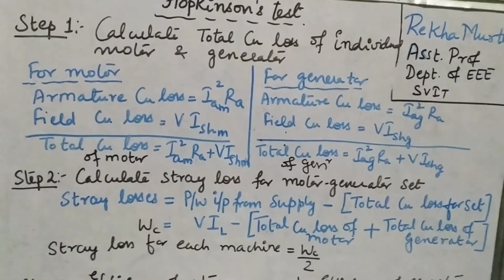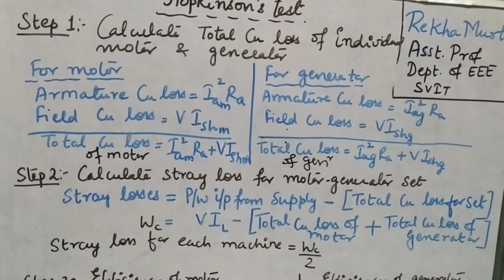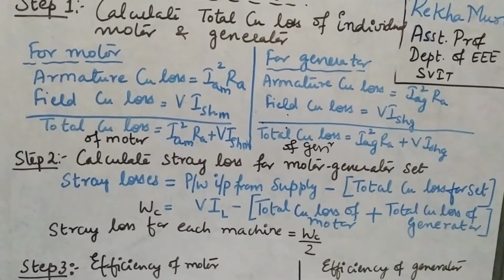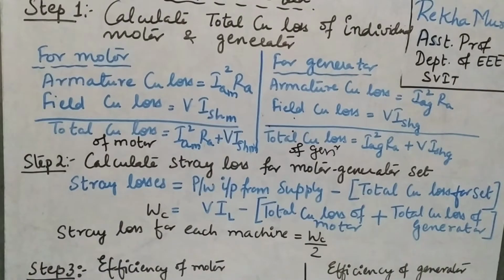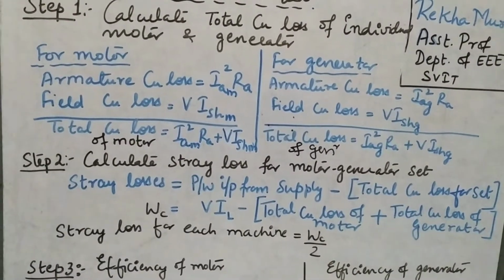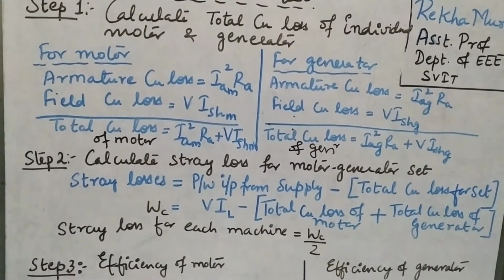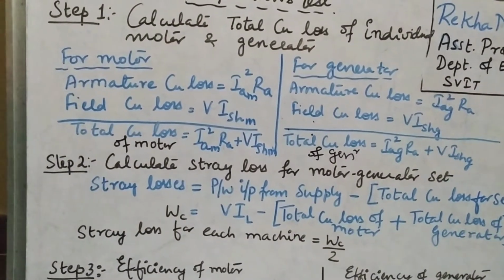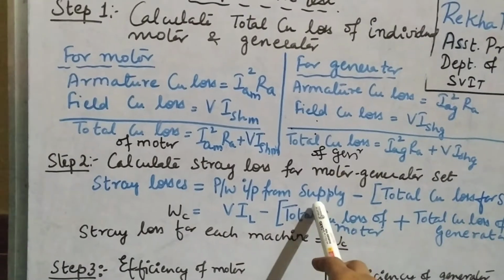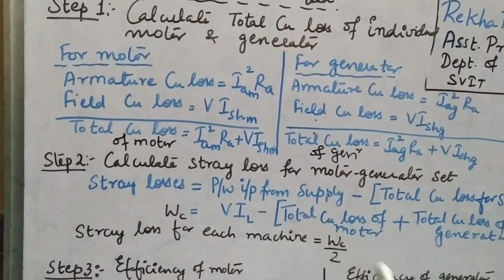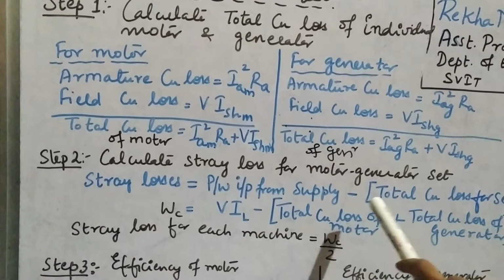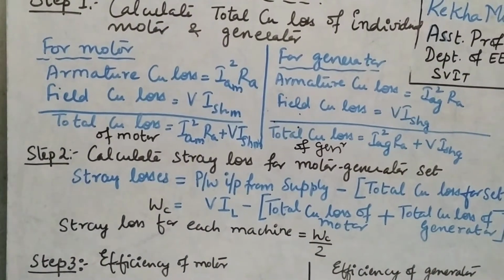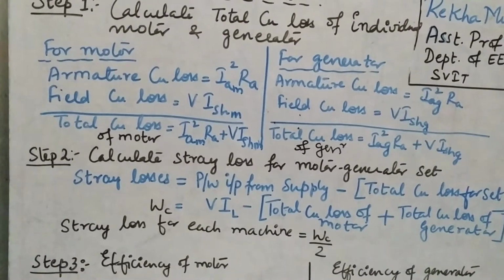Okay, so this will be the first step. Second step, we have to calculate the stray loss for the entire motor generator setup. For both machines we have to calculate the stray loss. Stray loss is nothing but what is called the constant loss. It is given by the power input from the supply minus the total copper loss for the set, meaning both the motor as well as the generator.